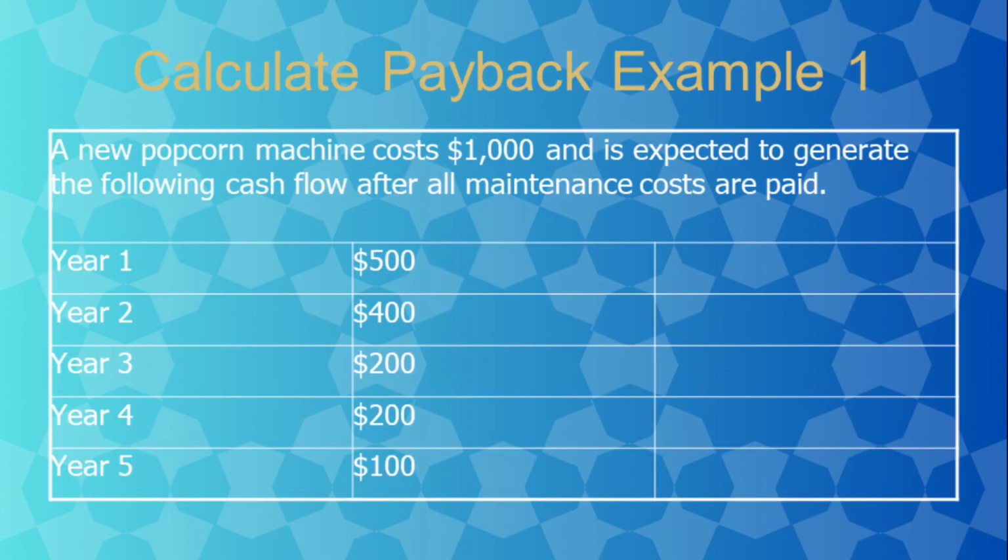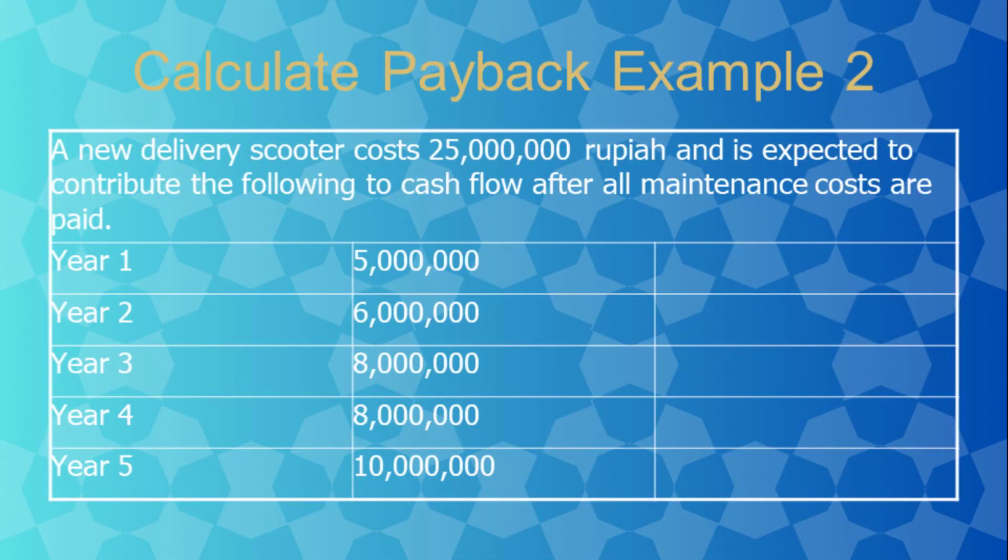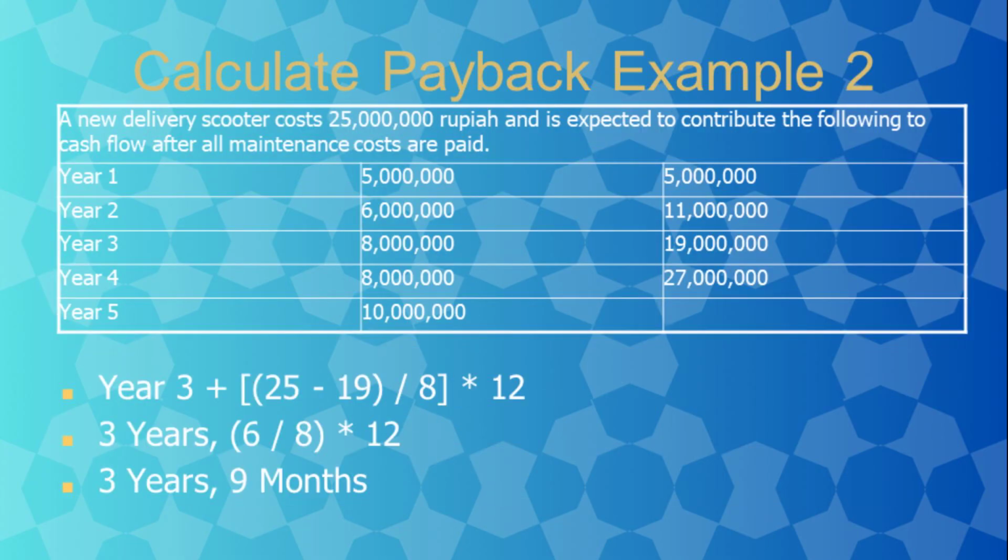Let's calculate the payback period for a popcorn machine costing $1,000, with projected cash flows over 5 years. In year 3, the cumulative cash flow reaches $1,100. The payback period is calculated as 2 years and 6 months. Now, let's calculate the payback period for a delivery scooter costing 25 million rupiah, with projected cash flows over 5 years. In year 3, the cumulative cash flow reaches 19 million rupiah. The payback period is calculated as 3 years and 9 months.